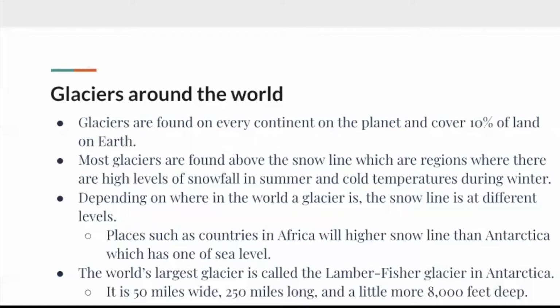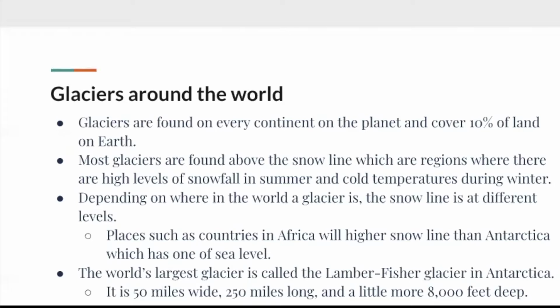Depending on where in the world a glacier is, the snow line is at different levels. So in places such as countries in Africa, there will be a higher snow line than in places such as Antarctica, which has a snow line of sea level. And there are a lot of factors going into snow line, but some of the most prominent would be elevation, latitude, the proximity to sea, and the climate.